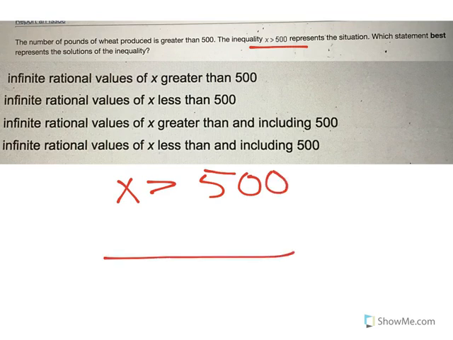So I'm going to do a number line. I'm going to do 500. That's all I'm going to do. I don't need to draw a lot of numbers on here. Now, first of all, I need to ask, is my circle open or closed?